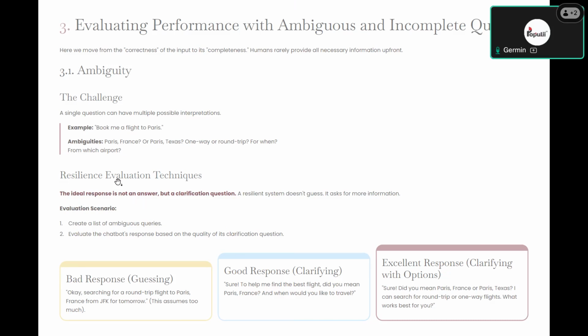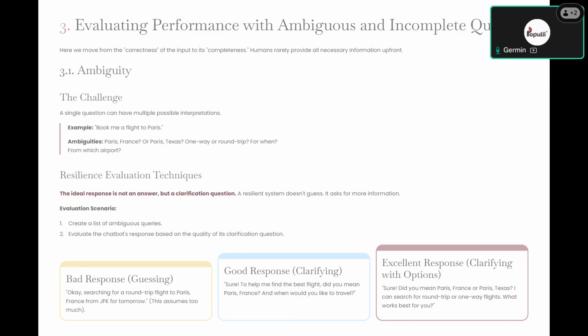We are talking about resilience evaluation techniques. The goal here is simple. We don't just test if the chatbot gives an answer. We test how well it asks for more information when things are unclear. A resilient chatbot should respond with a clarifying question, not an assumption, because guessing might seem smart, but it's actually dangerous and unreliable.